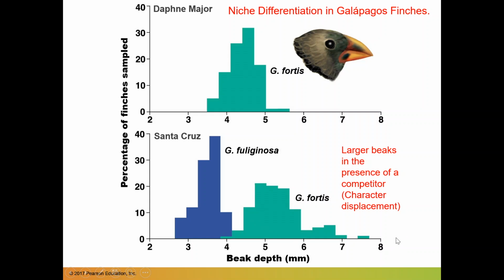And the ones that survive better have bigger beaks. So G. fortis has directional selection away from the point of competition, the beak part of eating a certain type of food, and moves away from it. So that's called character displacement.